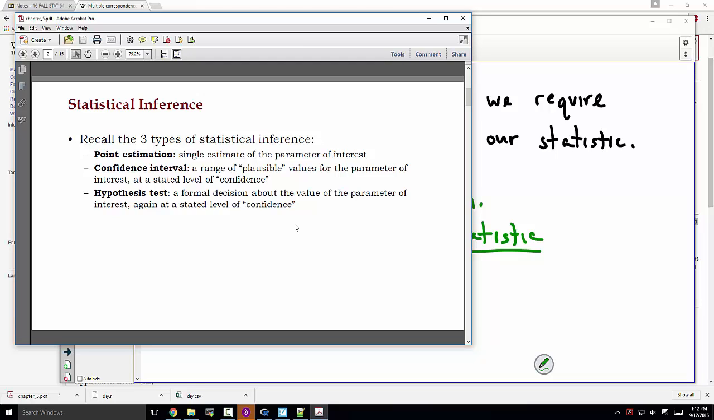Statistical inference, there's several different flavors of inference. One is point estimation. That's what we do when we just compute a sample average. I have one estimate of the parameter of interest.